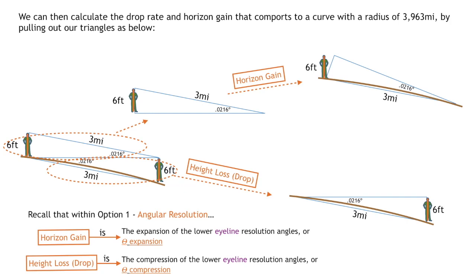We can then calculate the drop rate and horizon gain that comports to a curve with the radius of 3,963 miles by pulling out our triangles as below. So if I now deconstruct these triangles that we used to get the curvature rate, we can get either a horizon gain or a height loss or drop rate. So recall that within option 1 of the angular resolution, horizon gain is nothing more than the expansion of the lower eyeline resolution angles, or theta expansion. And the height loss or drop is nothing more than the compression of the lower eyeline resolution angles, or the theta compression.